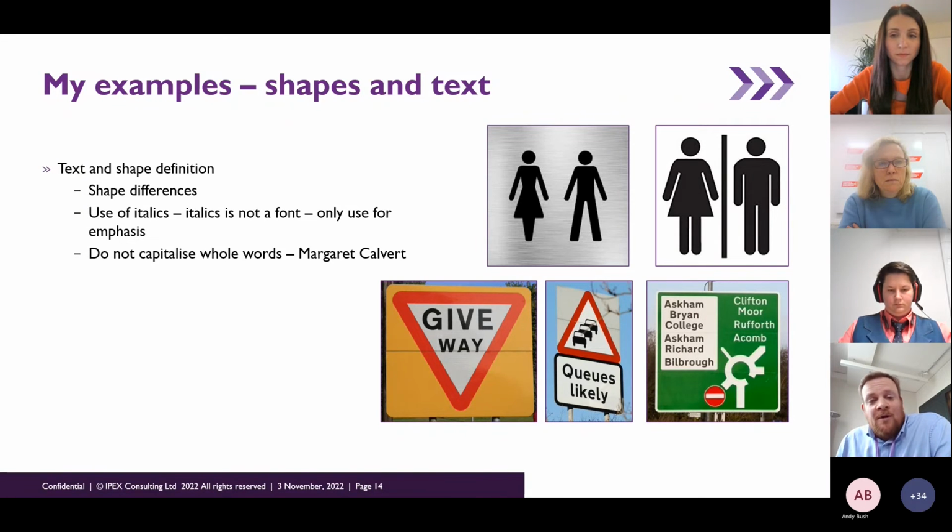This is a general point. It's all right for, say, a headline. The IMechE standard branding guidelines have all capitals for the headline, and that's fine. But don't do a block of text in all capitals, because it makes it incredibly difficult to read.